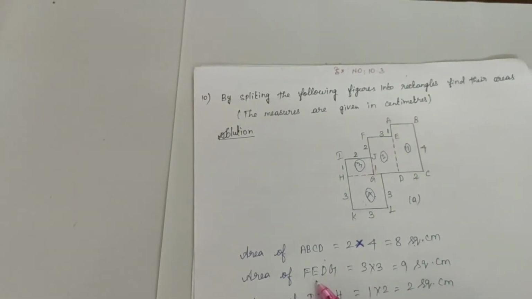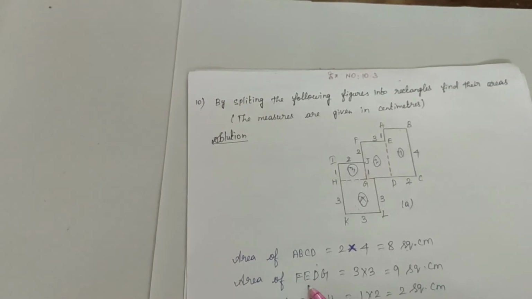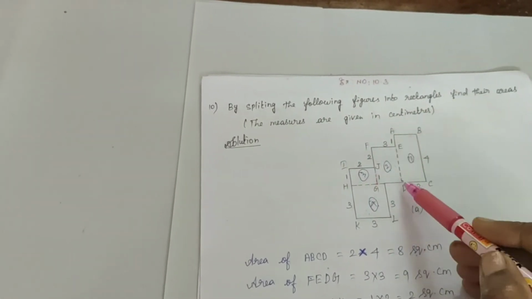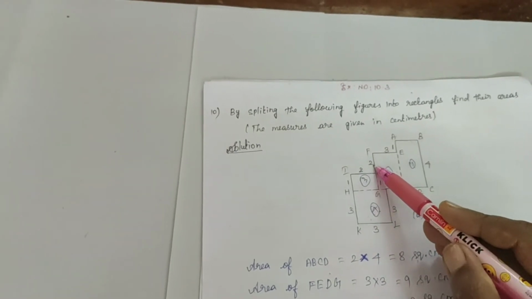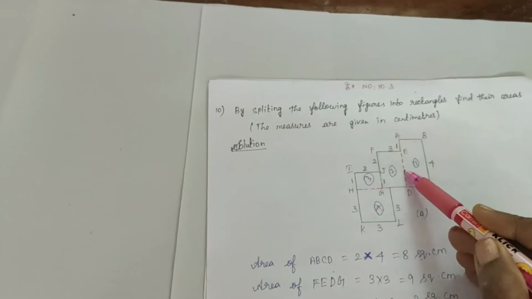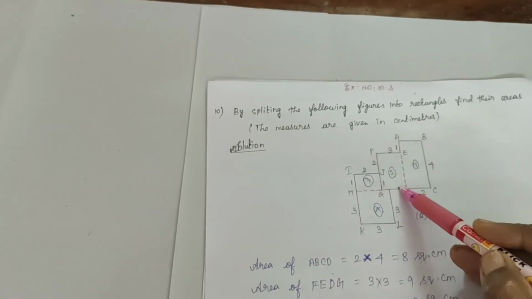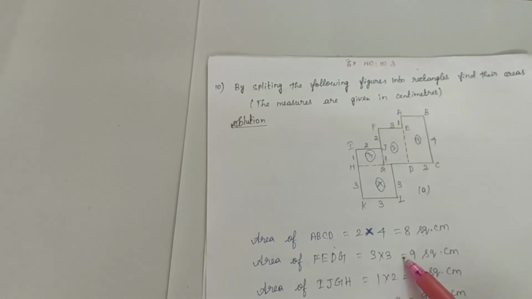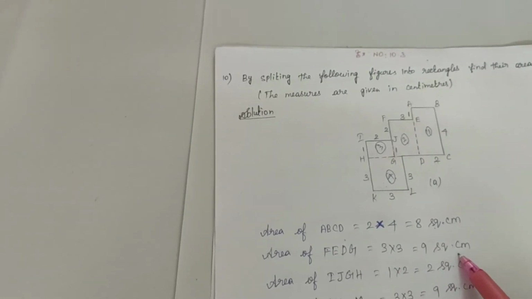And then, area of FEDG. So that means in the rectangle we measure. Either side is 2 + 1, so the whole side is 3. So it is a square. So 3 × 3 is equal to 9 square centimeter.